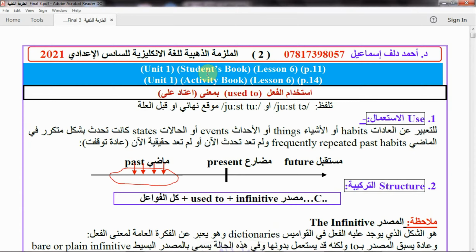Unit 1 Students Book Lesson 6 page 11. Unit 1 Activity Book Lesson 6 page 14. Our lesson today is using used to.